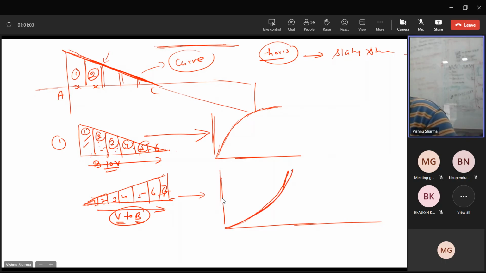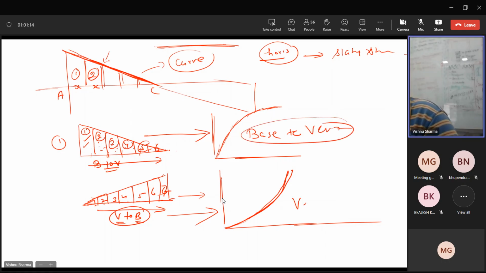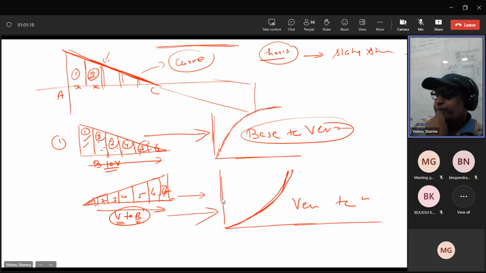You see the two graphs are different. This is the graph from vertex to base, and the upper one is the graph from base to vertex. This is base to vertex situation. This is vertex to base situation. Have you understood, beta? Yes or no? Have you understood?